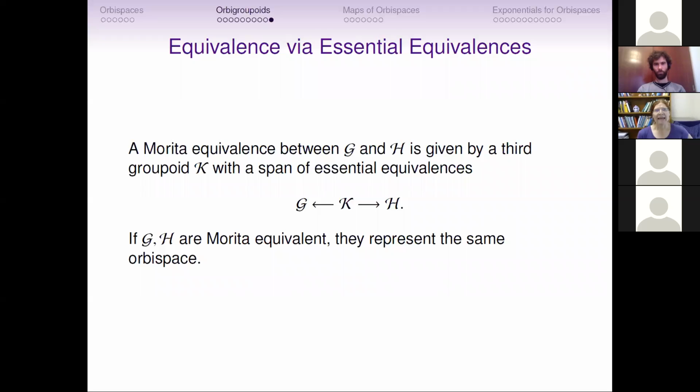Then to get our full definition of Morita equivalence, you start off and say, maybe I have a zigzag of essential equivalences connecting one Orbigroupoid to another, but actually you can cut down an arbitrary length zigzag to one that's just a span like this. So you only need one intermediate here. This is a definition of Morita equivalent. G, K, and H are all going to be representing the exact same Orbispace for us.